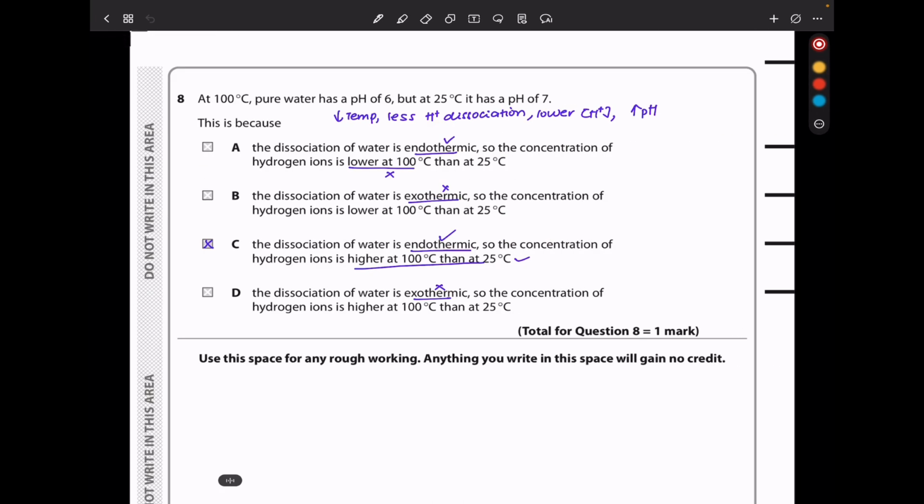In question 8, at 100 degrees Celsius, pure water has a pH of 6, but at 25 degrees Celsius, it has a pH of 7. This is because at 100 degrees Celsius, there is more dissociation of hydrogen ions. That's why the pH is going to be lower. But at 25, there is less dissociation of water, so there are going to be fewer hydrogen ions, and therefore the pH increases. So the answer is C. The dissociation of water is endothermic, so the concentration of hydrogen ions is higher at 100 degrees than at 25 degrees.